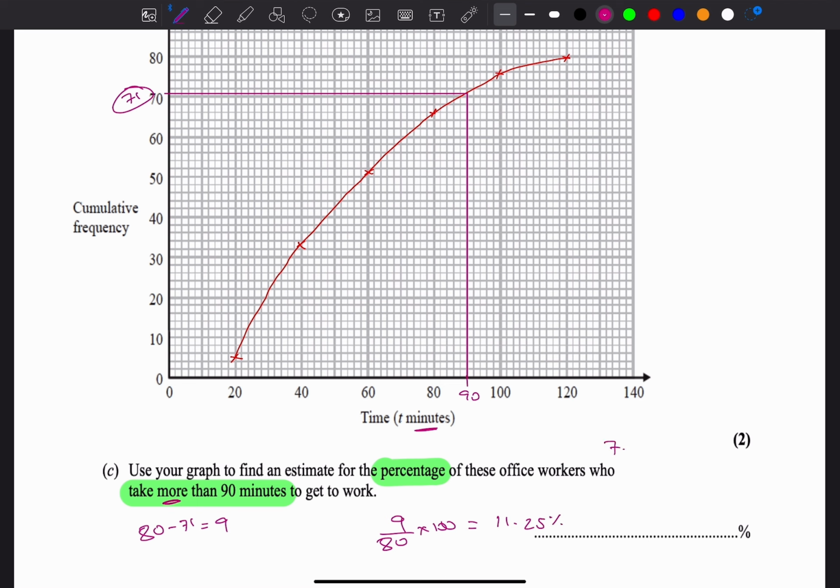Any answer between, let's say, 7.5 to 15% is okay. But this is my answer, remember. This is your range of answers, so don't write this as an answer. Any of this range of this answer is fine for you.